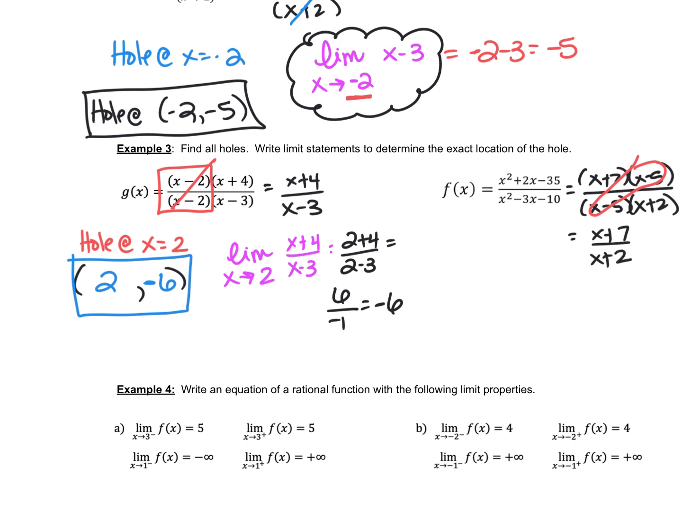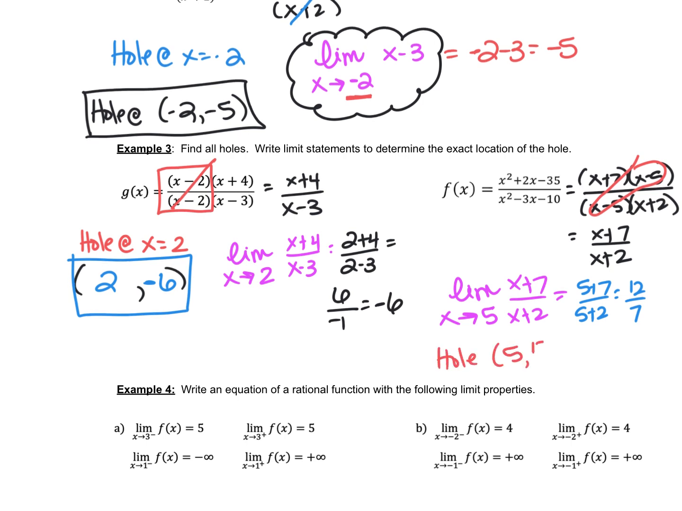And so if we do our limit statement, I'm looking for the limit as x approaches 5, that's where the hole is, of x plus 7 over x plus 2. And if we plug that in, that would give me 5 plus 7 over 5 plus 2, which would be 12 over, is that right? 12 over 7. Sorry, I had a brain sparkle there. So my hole would occur at the ordered pair 5, comma, 12 sevenths. So sometimes it's going to be a fraction, and that's okay too. All right.